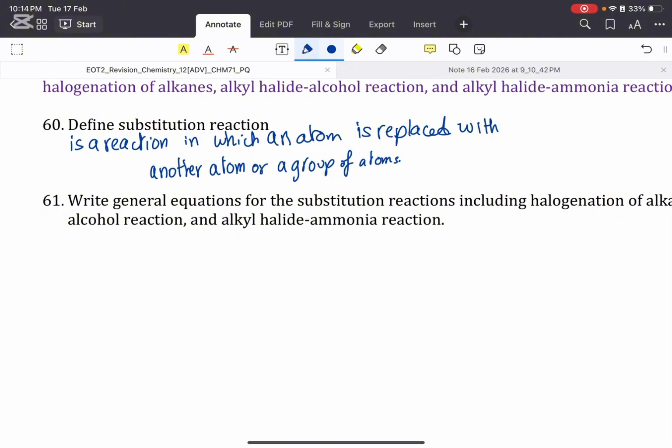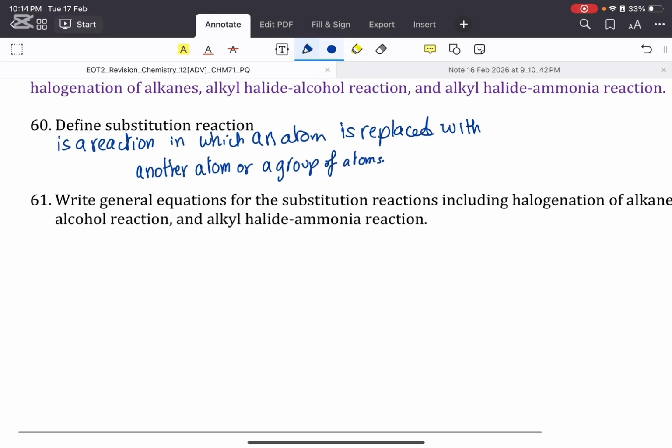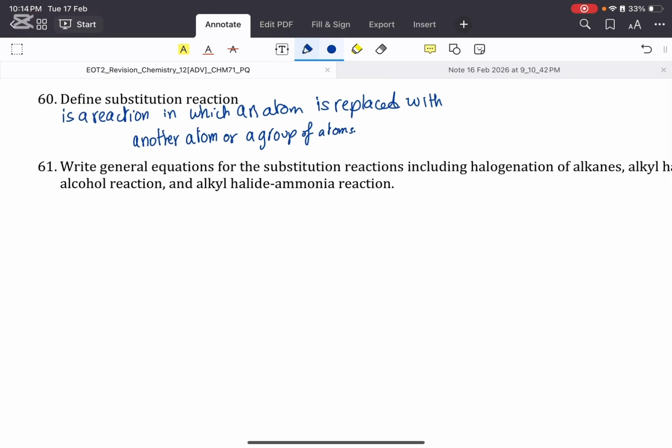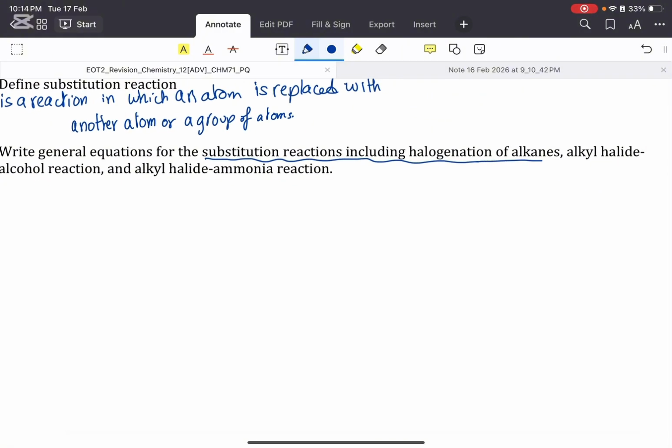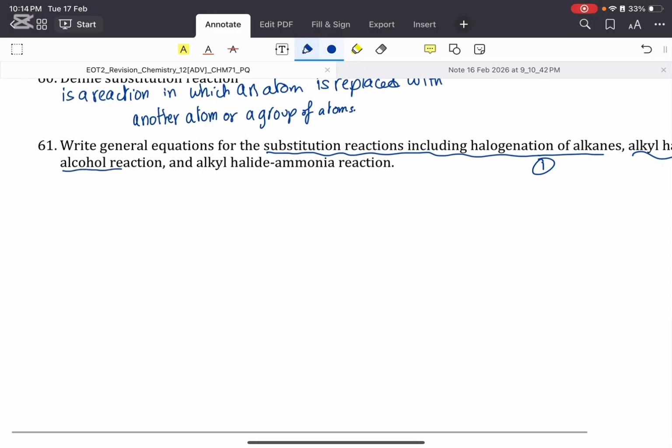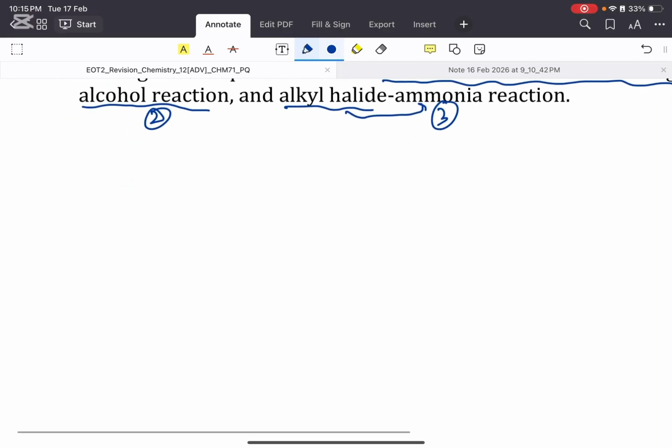Now here, expect in the exam to be given questions probably to complete the equation of a substitution reaction. So here, write the general equation of a substitution reaction, including halogenation of alkane, alkyl halide turning to alcohol, and alkyl halide turning to ammonia. I'm going to give an example for the three of them.